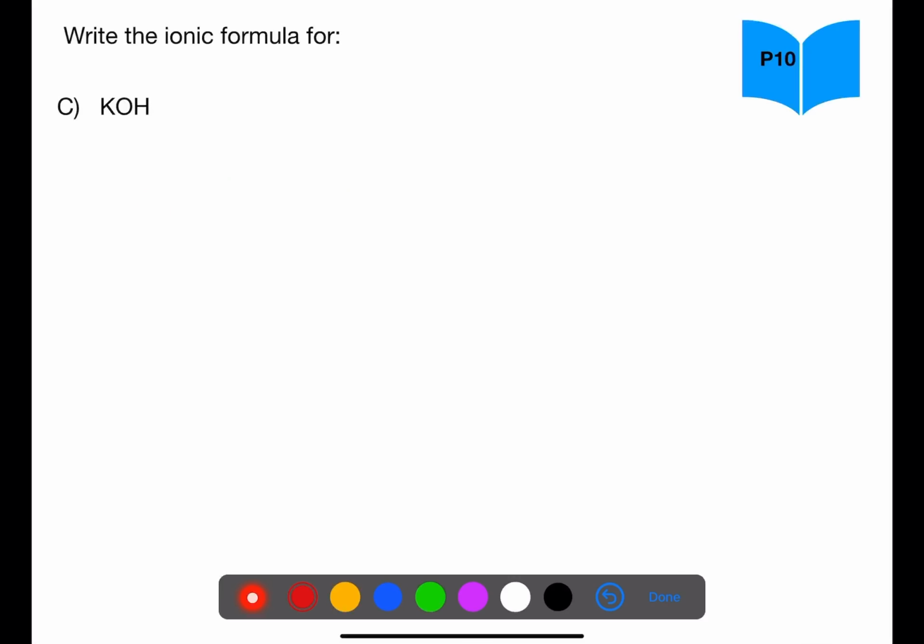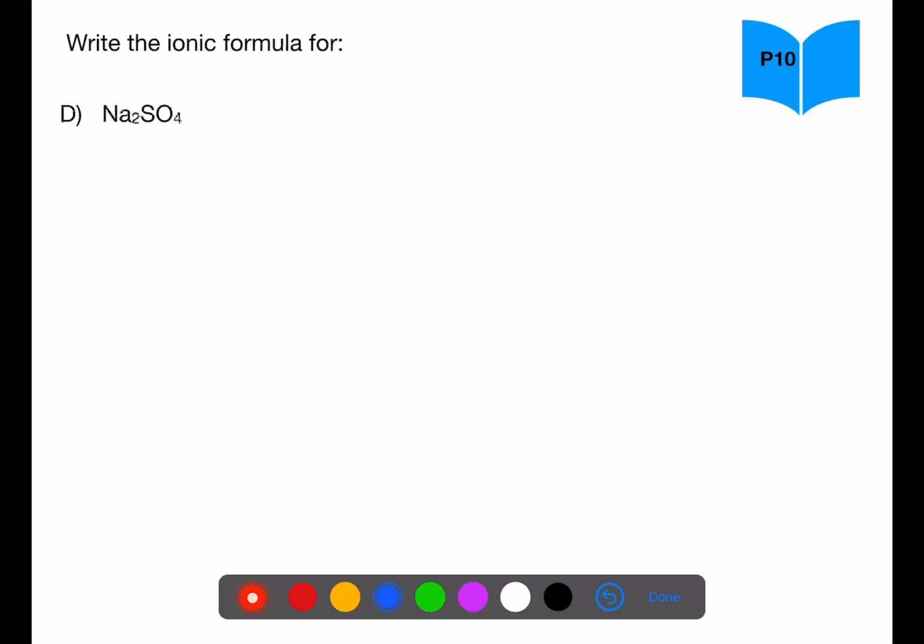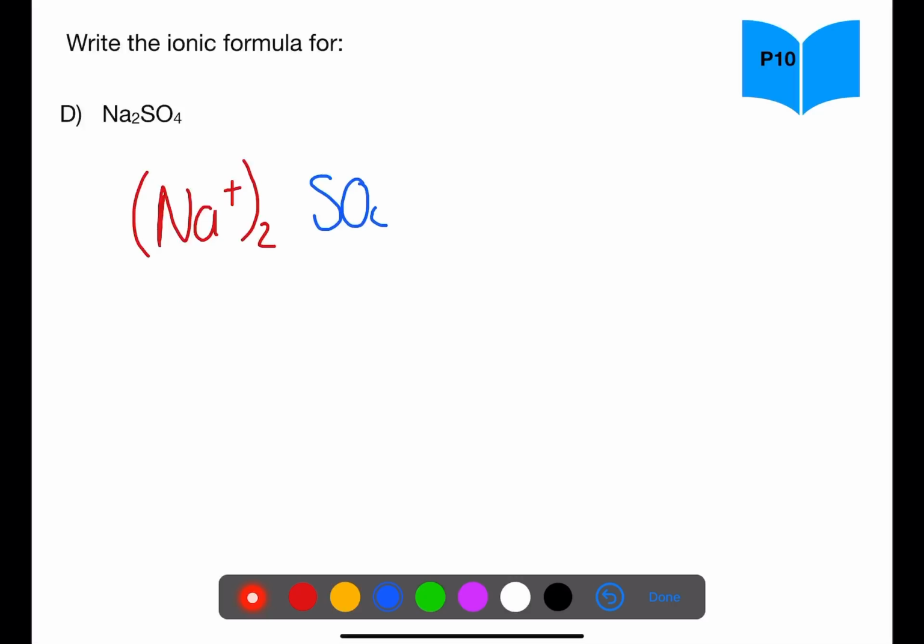Potassium is a group 1 metal, so has a 1 positive charge. Hydroxide is a group ion that can be found on page 8 of the databook with a 1 negative charge. Sodium is a group 1 metal with a positive charge. There are 2 sodium ions, so these need to go in brackets with the 2 on the outside. Sulfate can be found on page 8 of the databook and has the formula SO4 2-.